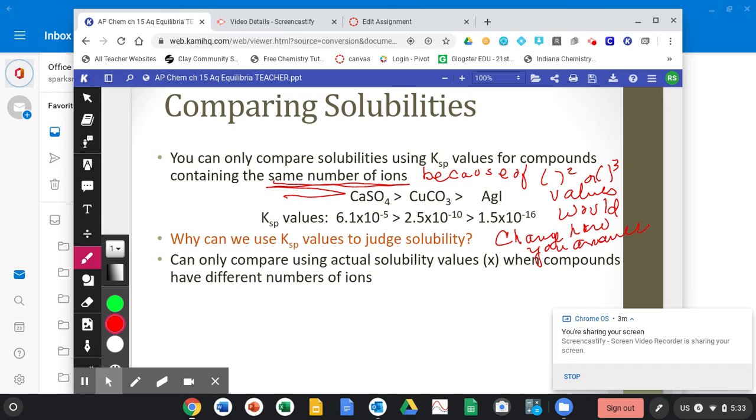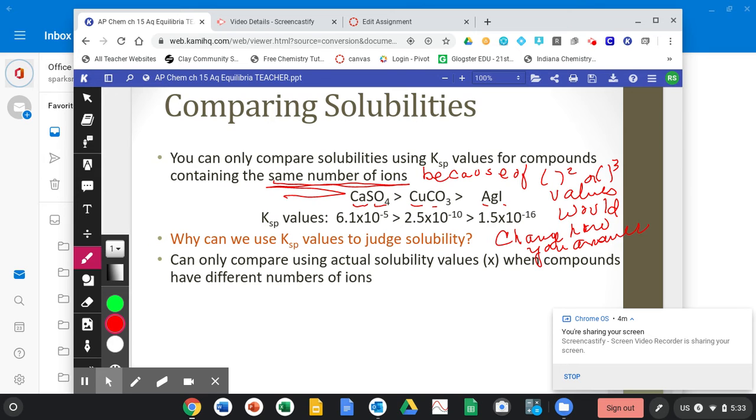Comparing solubilities. You can only compare Ksp values directly for compounds using the same number of ions. So notice that each one of these has 1 calcium, 1 sulfate, so 2 ions total; 1 copper, 1 carbonate, 2 ions total; 1 silver, 1 iodide, 2 ions total. And so we can certainly tell that calcium sulfate is much more soluble than silver iodide, and that copper(II) carbonate lies in between there.